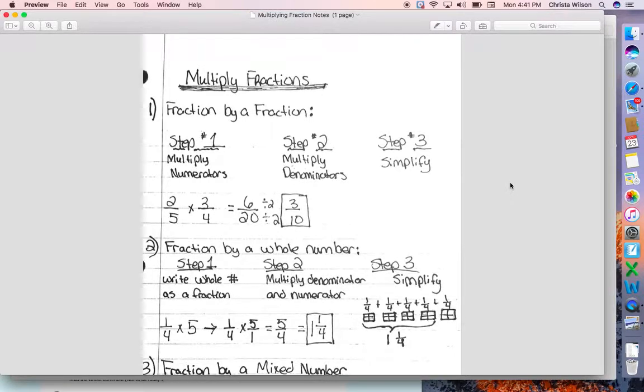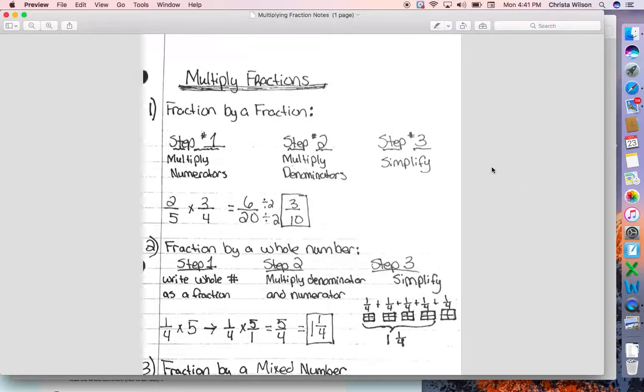Tonight we're going to be taking notes on multiplication of fractions and division of fractions. And remember guys, I told you multiplication and division are the easiest things you can do with fractions. So get your notes out and let's take a look at these.